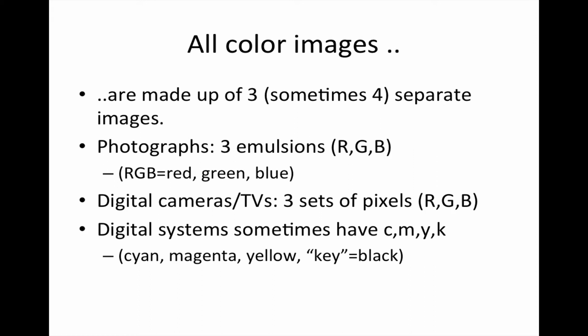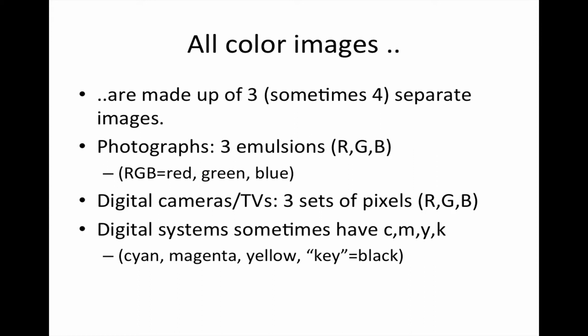Digital cameras or your HDTV actually have three sets of pixels. There's a red pixel array, a green pixel array, and a blue pixel array. And the computer changes the levels of brightness of each of those three sets of pixels in order to make a three-color image.